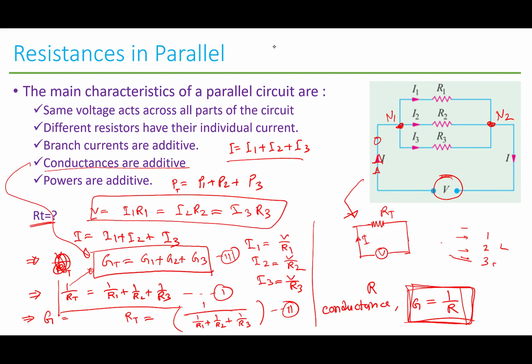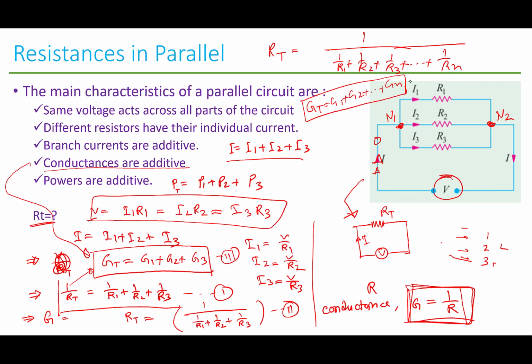That means RT equals 1 over 1 by R1 plus 1 by R2 plus 1 by R3 plus dot dot dot plus 1 by Rn. Also we can write GT equals G1 plus G2 plus dot dot dot plus Gn. In this way you know how to calculate the total equivalent resistance of a parallel circuit.